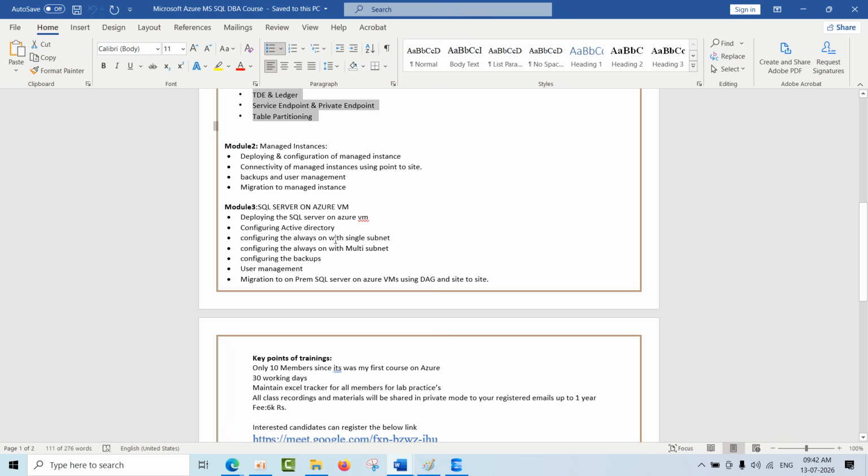So how we need to configure Always On with single subnet differences, how we need to migrate from on-prem to Azure, that to SQL Server on Azure VM using DAC. All these things I'm going to share with you after 3 days.